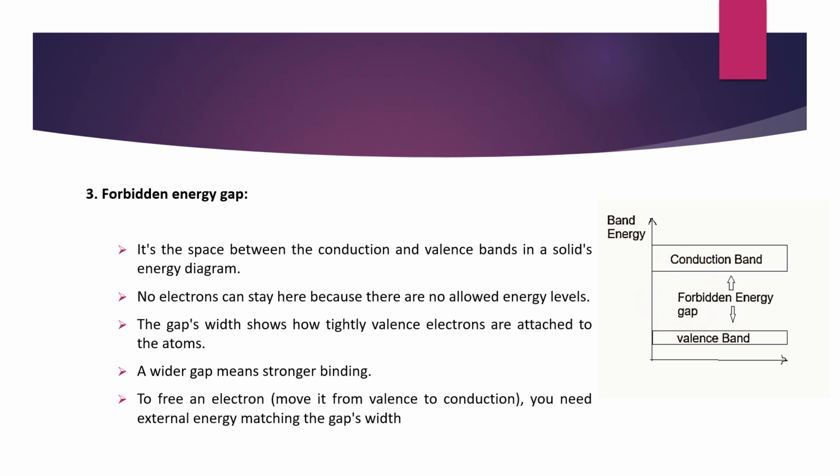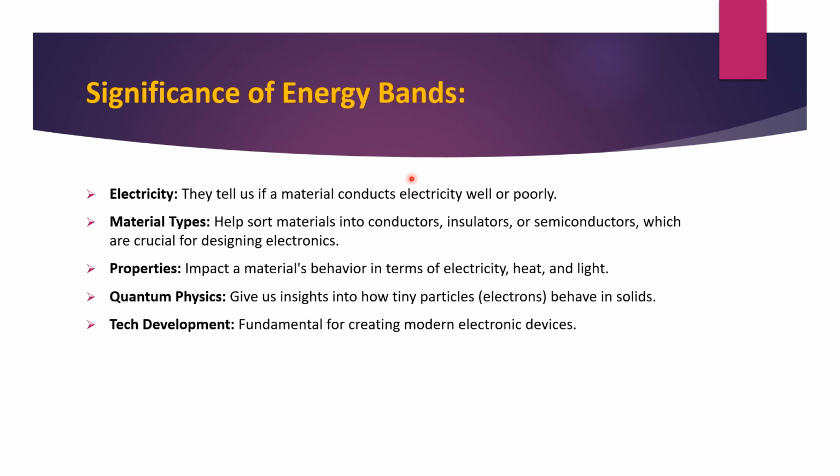Okay. So what is the significance of all these three bands? The first one is very simple: electricity. It tells us whether the material conducts electricity well or poorly. For example, if the forbidden gap is lower, a lower amount of energy is required to make the valence band a conduction band, and electricity can conduct well. Next, material type: on the basis of that property we divide our materials into conductors, insulators and semiconductors, which is a key point in our next lecture. The next video will be on this topic.